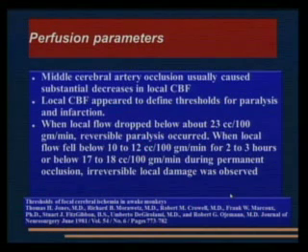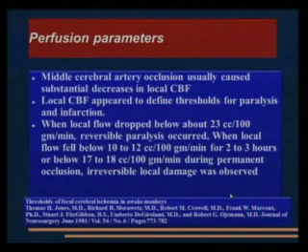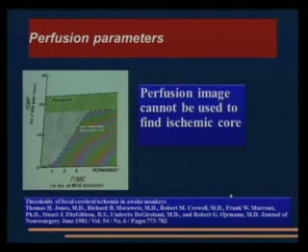When local blood flow drops from 23, irreversible paralysis occurs. When local flow fell below 10 to 12, or below 17 during permanent occlusion, irreversible local damage was observed. And so we have two different things. One is the reversible paralysis, and the second is the irreversible local damage. Both will have the same expression in the cerebral blood flow.